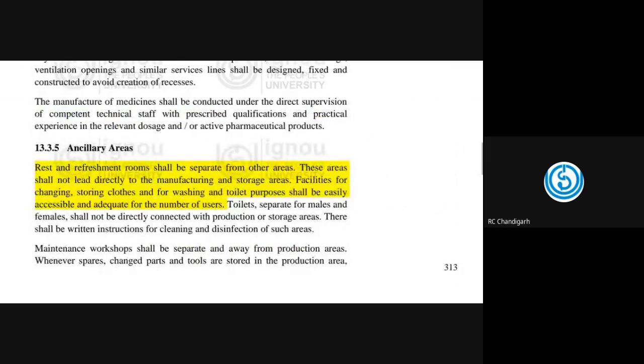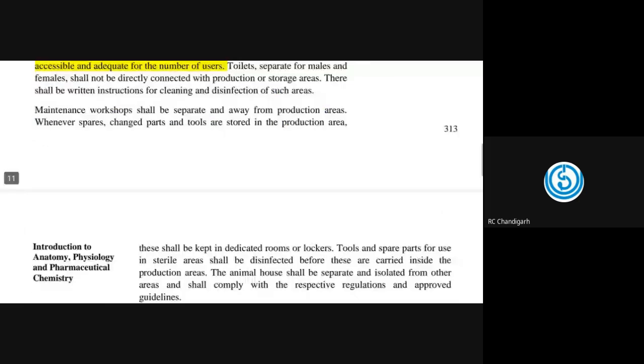Ancillary areas or the other areas. Rest and refreshment rooms shall be separate from other areas. These areas shall not lead directly to the manufacturing and storage areas. Facilities for changing, storing clothes, and for washing and toilet purposes shall be easily accessible and adequate for the number of users. So, proper ancillary areas are also required for proper maintenance of quality of the drugs which are being manufactured.